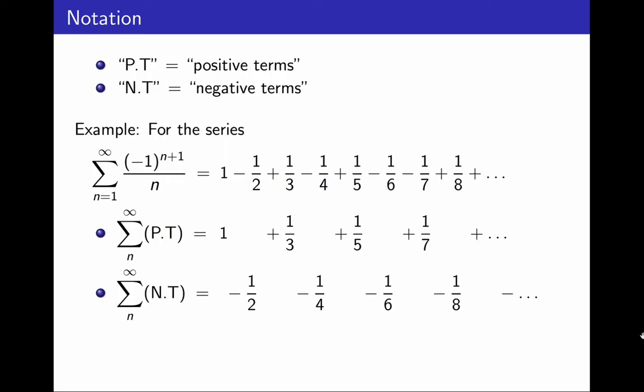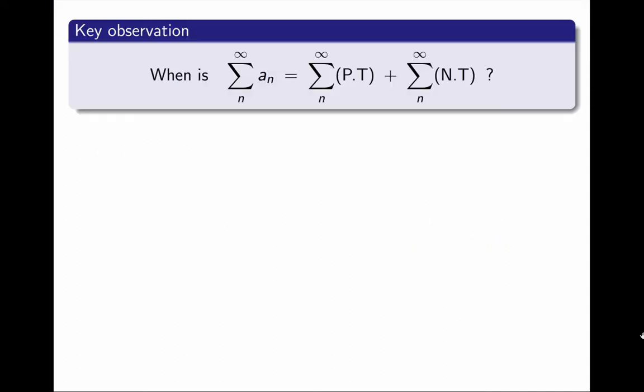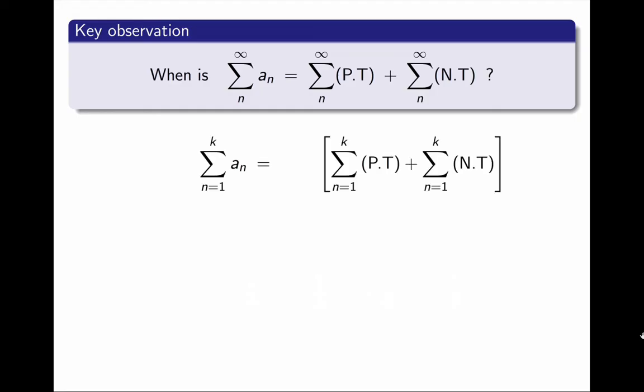Okay, now that I have this notation, I want to ask a question that will be the key to the proof. When is it okay to rewrite a series as first adding all the positive terms and then adding all the negative terms? That's a way to reorder the terms. Is it okay? It is certainly okay for finite sums. Finite sums are commutative and associative. If I am adding finitely many numbers, I can choose to first add the positive ones and then add the negative ones. But a series is an infinite sum.